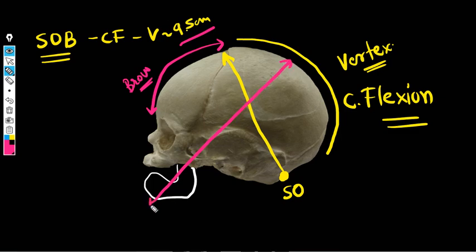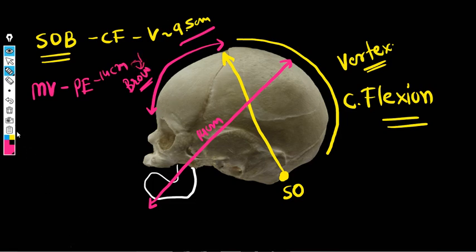This one, mentovertical, will be 14 centimeters. So the mentovertical diameter will be present while the head is partially extended. When the head is partially extended, the mentovertical diameter will work, this one, that is 14 centimeters, and the presenting part will be the brow.